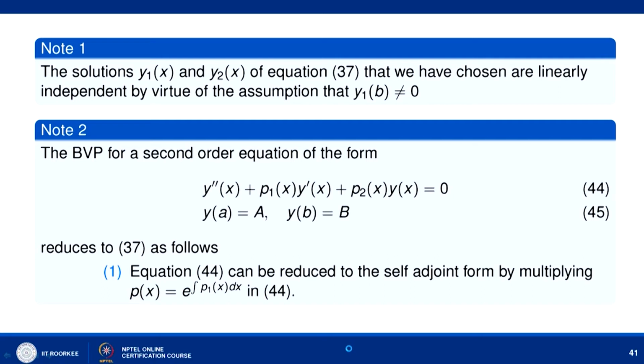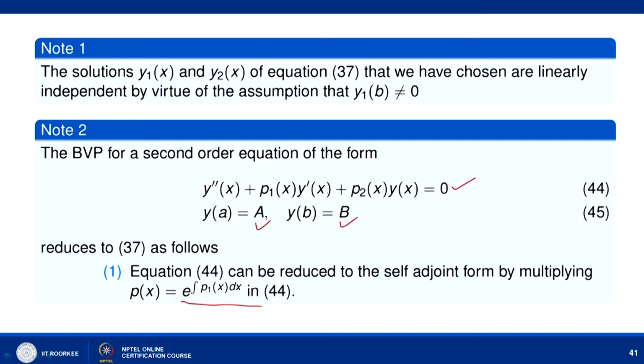Again I am repeating that if we have the equation y''(x) plus p1(x) y'(x) plus p2(x) y(x) equal to 0, here purposefully I am denoting the coefficient of y'' as 1, along with the boundary conditions y(a) equal to alpha and y(b) equal to beta. Here also I am assuming that we have non-homogeneous boundary conditions. The first thing is how to retain the self-adjointness of this equation, which we can do by multiplying by the function e to the power integral of p1(x) dx. If we multiply this, then equation 44 can be converted into self-adjoint form.